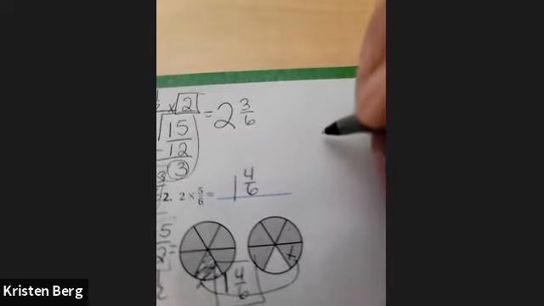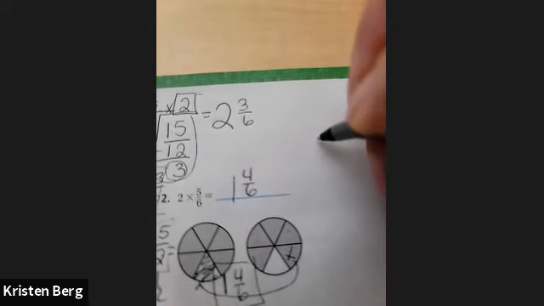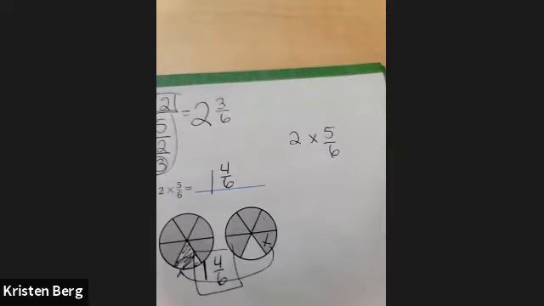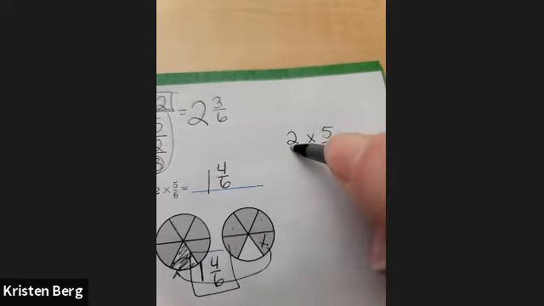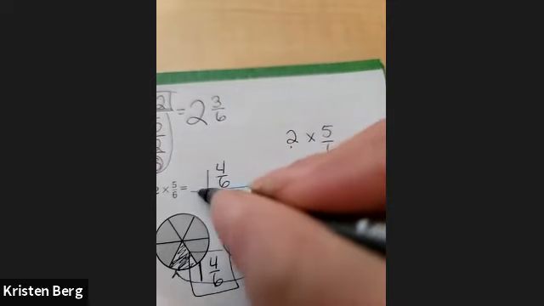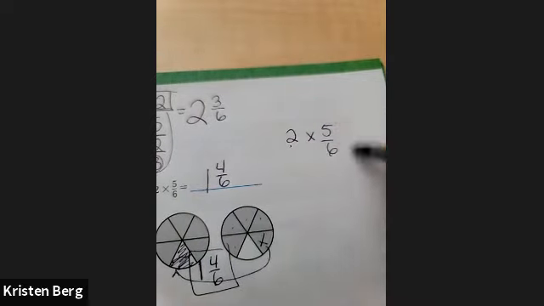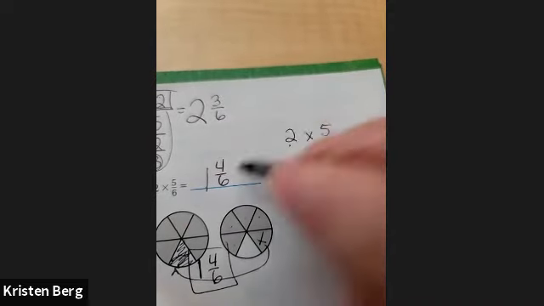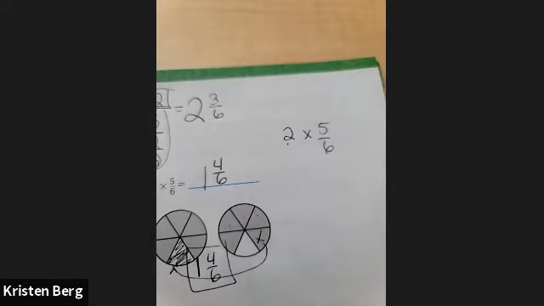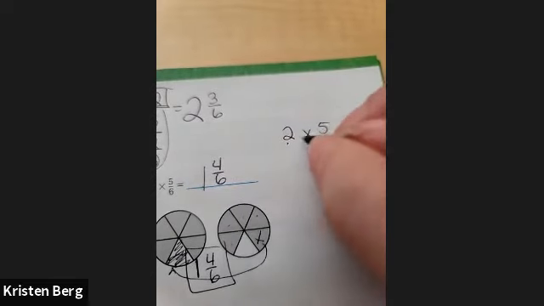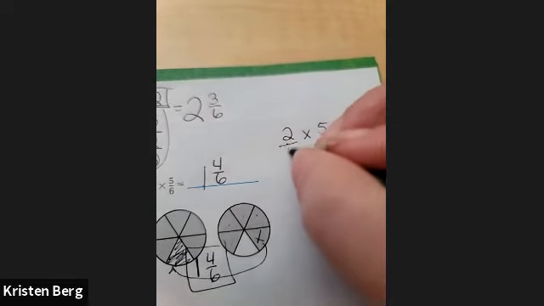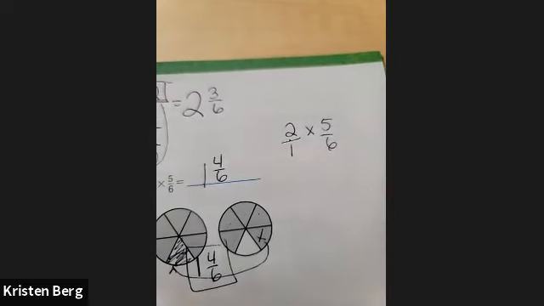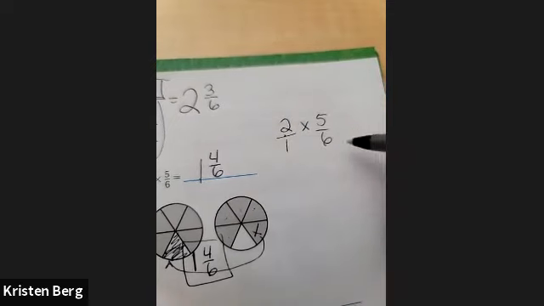But I personally like the multiplication way. So again, I'm taking 5/6 of 2, so it better come out to be smaller than 2 because I'm multiplying by a fraction that is smaller than one whole. So it better come out to be smaller than 2, which it did. So now I'm going to make this in fraction form by putting a 1 under it. Now I can look to see if anything can cross cancel.